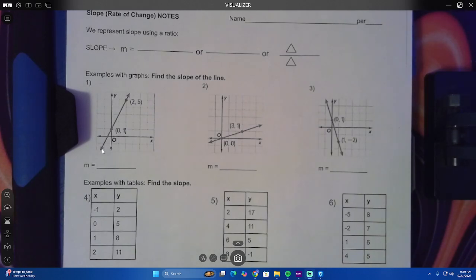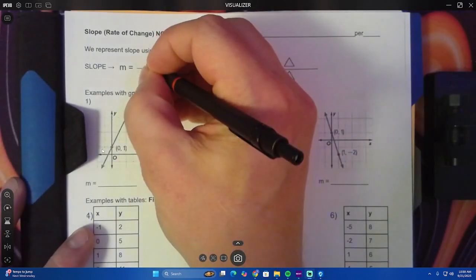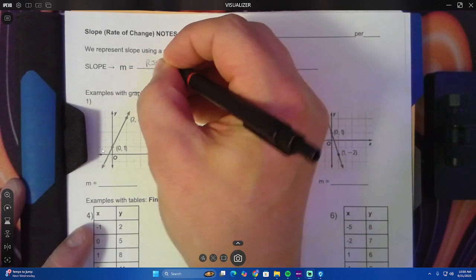Today we are going to learn about slope and the rate of change of a linear line. We represent slope using a ratio. Slope is often referred to as the rise over the run.